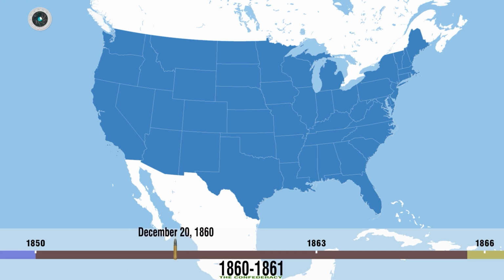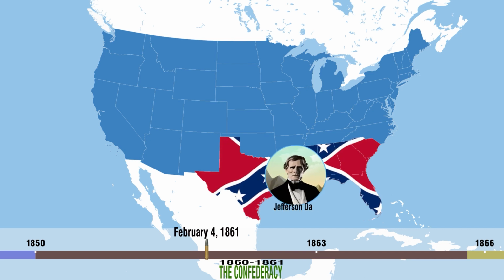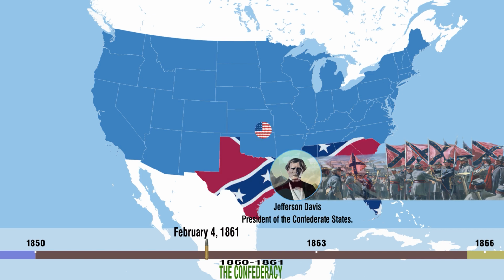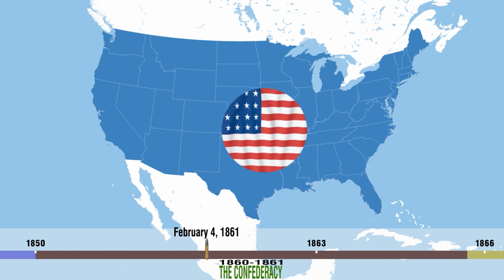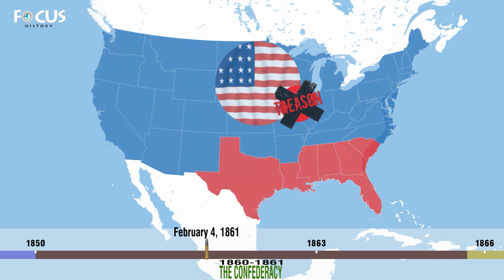On December 20, 1860, the state of South Carolina declared secession from the United States of America. Two months later, 6 more Southern states left the Union. On February 4, 1861, these states established the Confederate government, with Jefferson Davis as president, and established their own armies. Of course, the Northern federal government did not recognize it and considered this an act of treason. Once formed, the Confederacy began seizing federal property located in their territory.